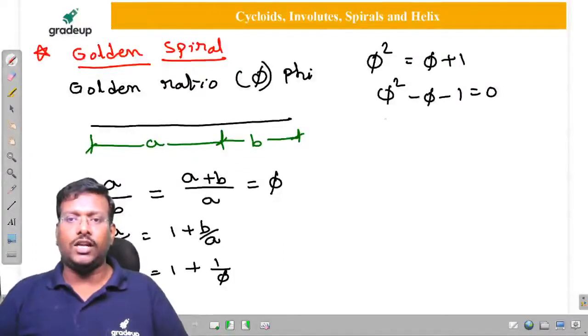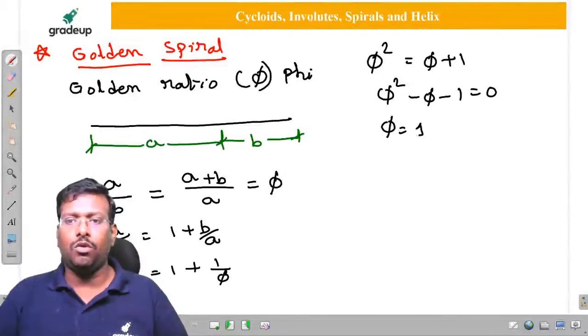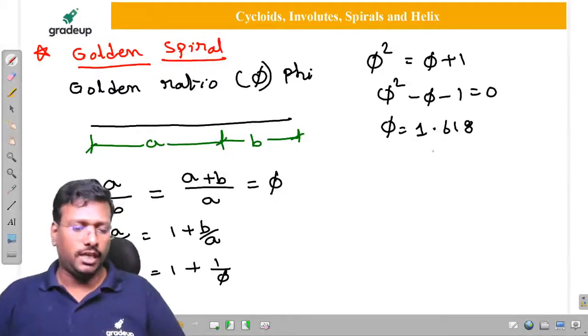So the phi value for this we are going to get: phi is equal to 1.618.